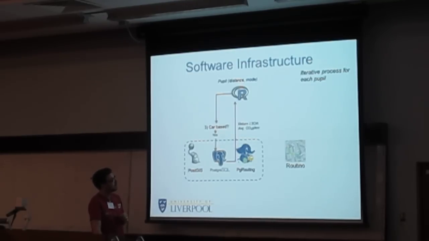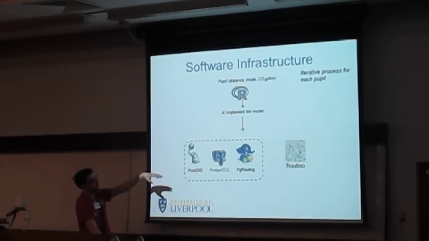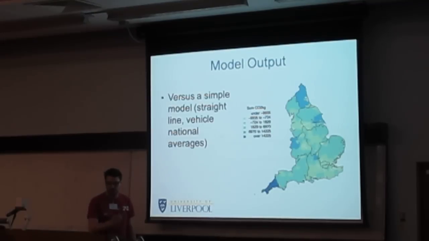If it's car based, it looks in the database again, and for the LSOA in which the pupil resides, it takes the average CO2 value for the cars which are located within that zone. And for any other type, it uses the average values, and that could also be the values attributed to a particular transport network as well. So if it's the metro in Newcastle versus the light rail system in Sheffield. So you get your CO2 value, implement the model, and it stores the results back in the database.